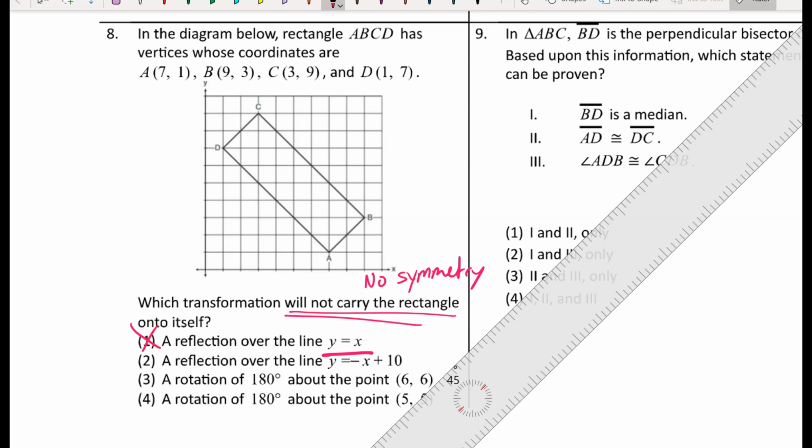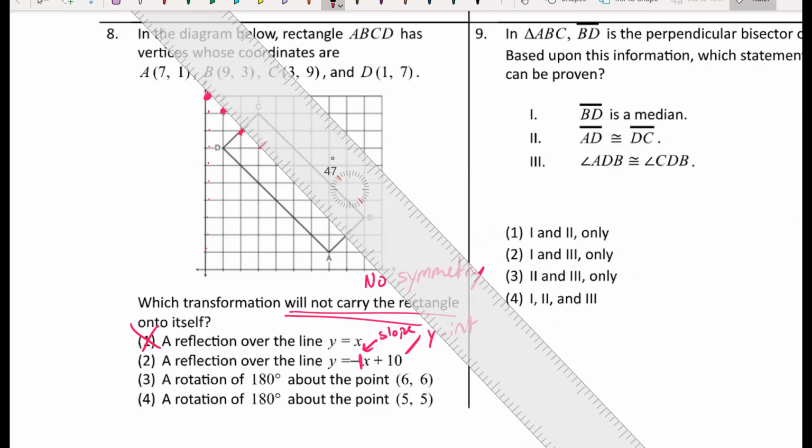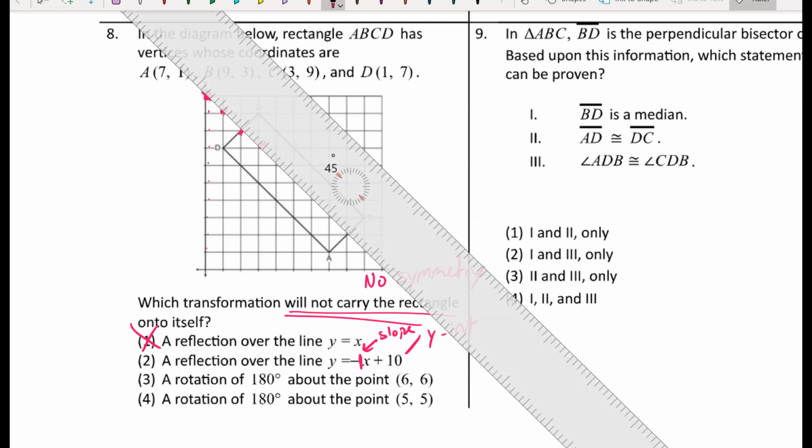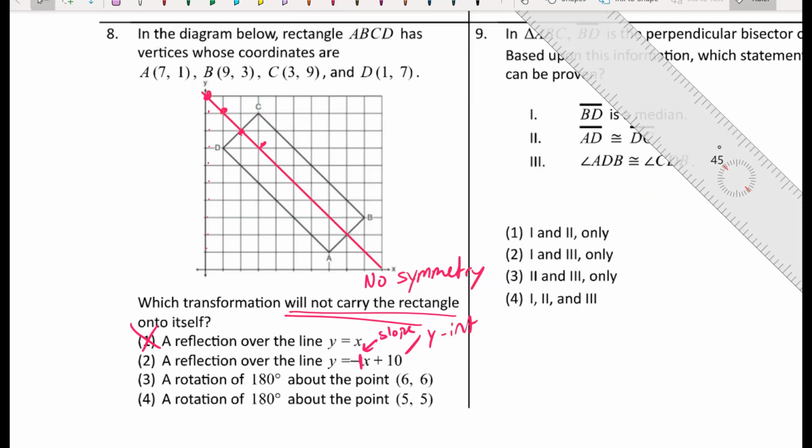Reflection over the line negative x plus 10, well, that has a slope of negative 1. That's my slope there. And a y-intercept of 10. So I'm actually going to start at 10. 1, 2, 3, 4, 5, 6, 7, 8, 9, 10. I'm going to go down 1 over 1, down 1 over 1, down 1 over 1. But when I go to plot this line as well, it's looking to me like it might be another line of symmetry. And look at that, it is. If I fold it over that line, it will land perfectly on top of itself.